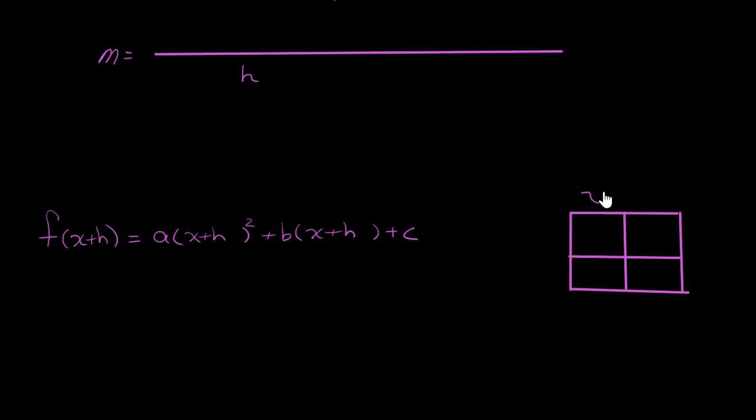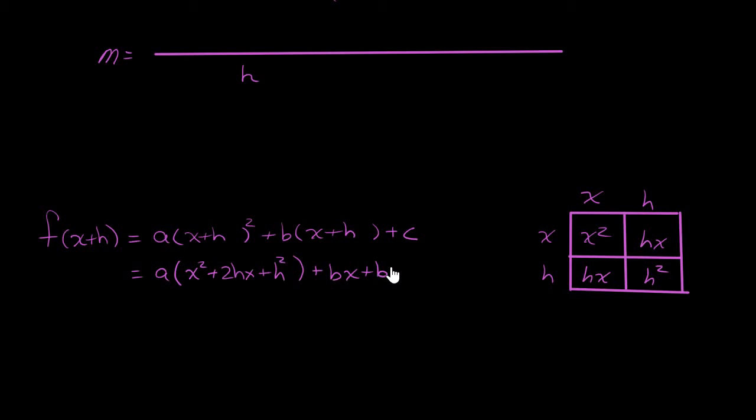So this is x long, and this is h long, and this is x long, and this is h long. I always get x squared. I get h times x. I get h by x. And I get h squared. So I'm going to get a times x squared plus 2 of these hx's plus h squared. Plus, I can distribute here. I get bx plus bh, and I get a c.